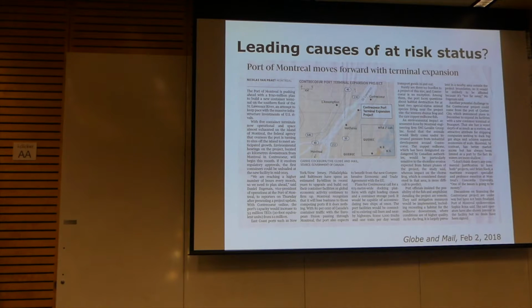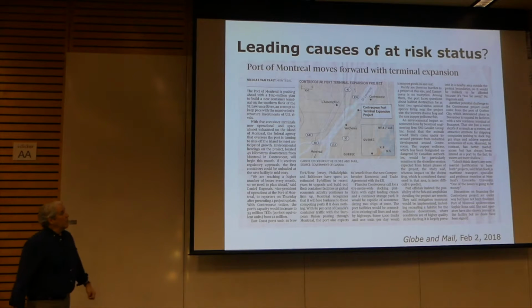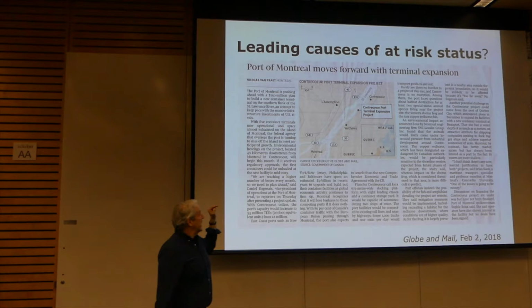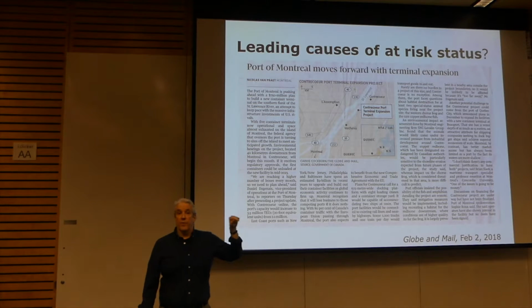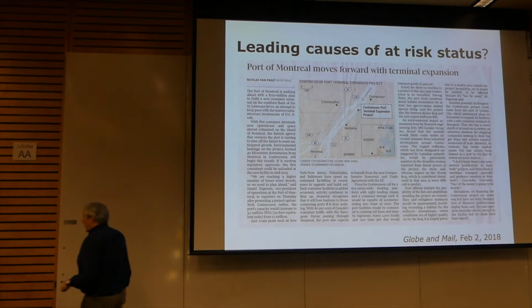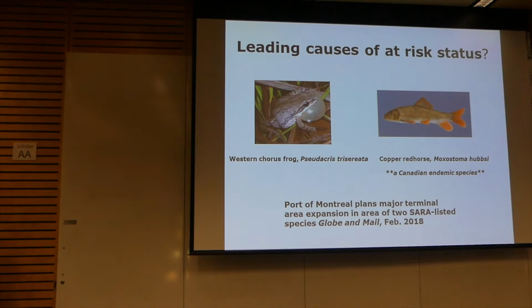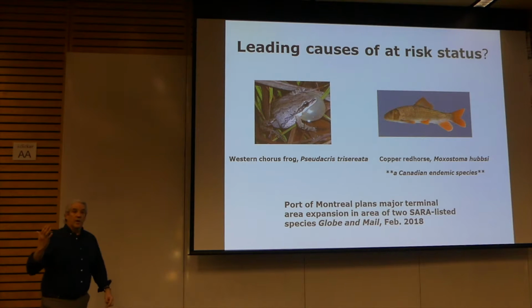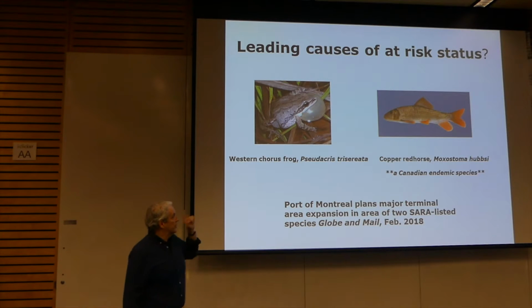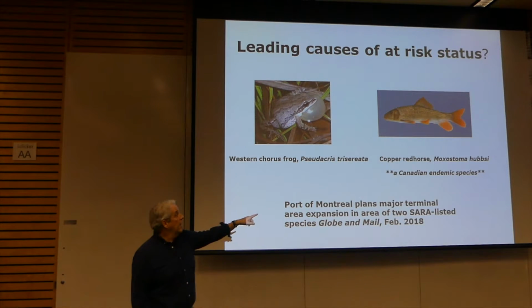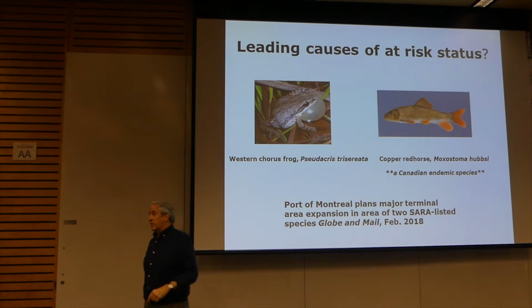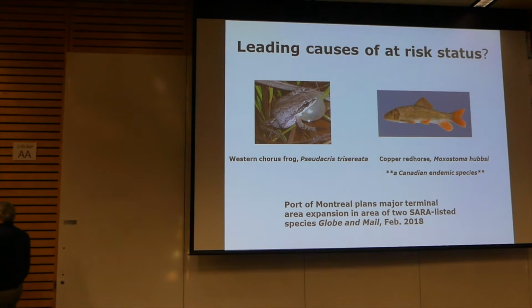Now, that's a dated slide, but this is a very recent example of this issue. The Port of Montreal wants to expand their port eastward into critical habitat for species at risk in Canada. These include two aquatic or semi-aquatic species: one, the western chorus frog, and more importantly, on the right, an endemic species. Canada has 100% global responsibility for the survival of the copper redhorse on planet Earth, and this port expansion wants to encroach on that habitat. So even just a few weeks ago, these pressures are constantly in the mix.